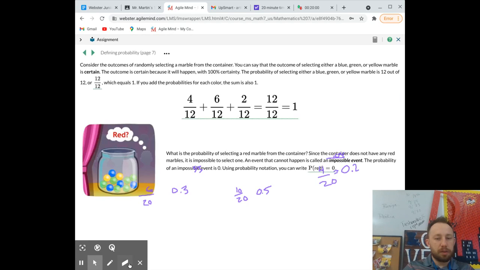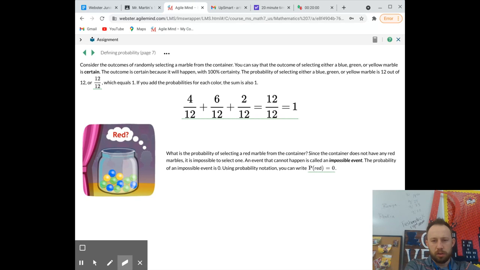All right, let's take a look at page 7. Tashandra, go ahead and read this for us. Consider the outcomes of randomly selecting a marble from the container. You can say that the outcome of selecting either a blue, green, or yellow marble is certain. The outcome is certain because it will happen with 100% certainty. The probability of selecting either a blue, green, or yellow marble is 12 out of 12 or 12 over 12, which equals 1. If you add the probabilities for each color, the sum is also 1.